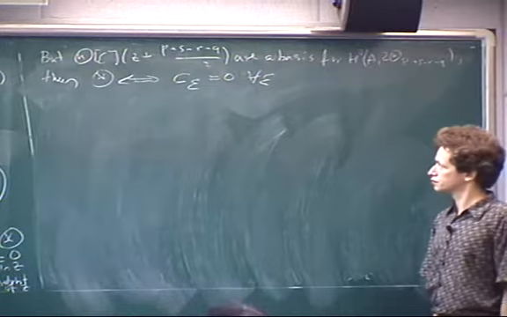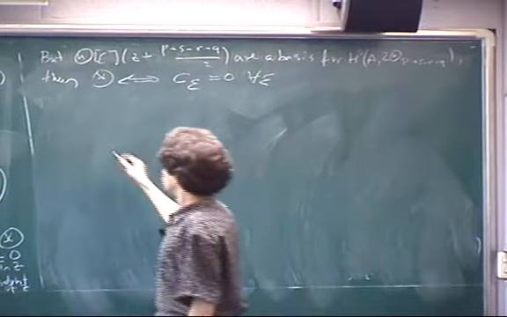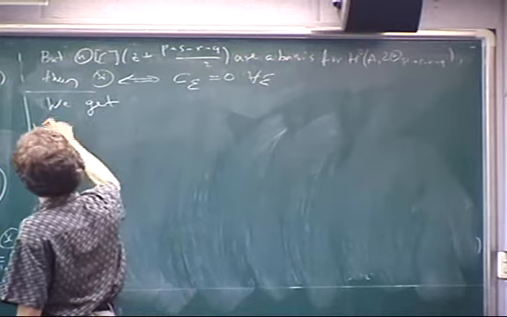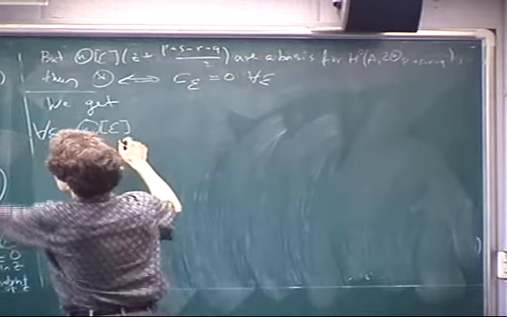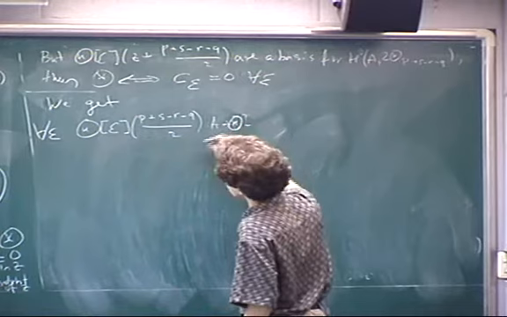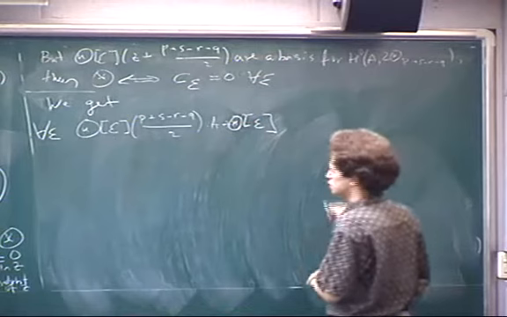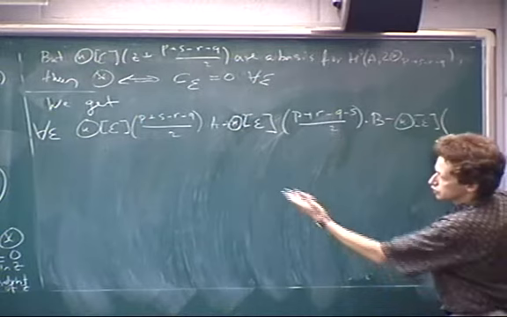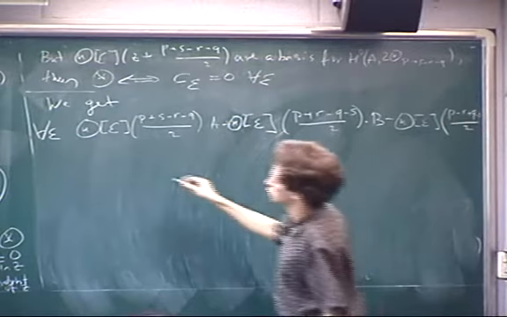Okay, so let's write out what these basis coefficients are. So we get then the following. We get for any epsilon, the theta epsilon of this thing times A plus the capital theta, modulo my bad handwriting, and that's what it should be. P plus R minus Q minus S over 2 times B minus theta epsilon of the last thing, P minus R plus Q minus S over 2 is 0. Okay?